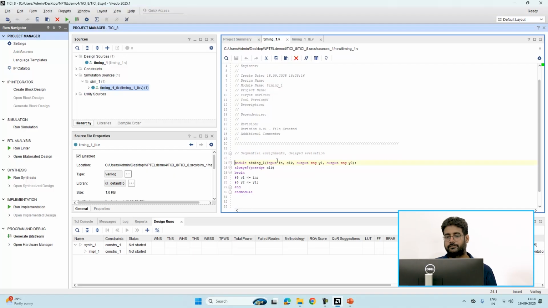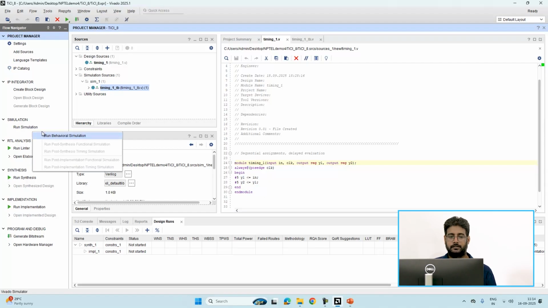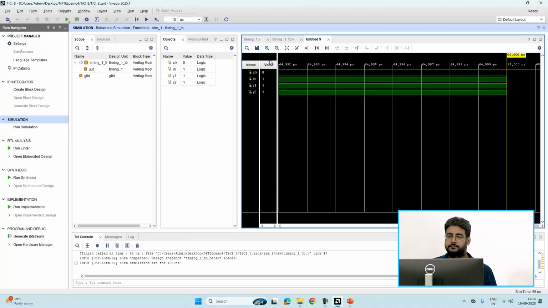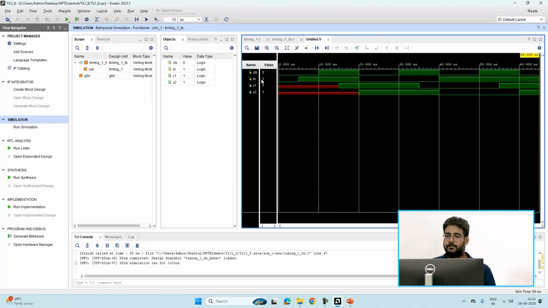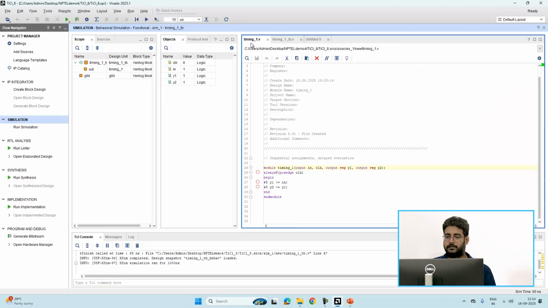Here it is. Sequential assignment, delayed evaluation. This evaluation is delayed, and after it is evaluated, in this block it will be assigned one by one. So we can simulate it. Clock cycle, input, Y1 and Y2. We can see it here.